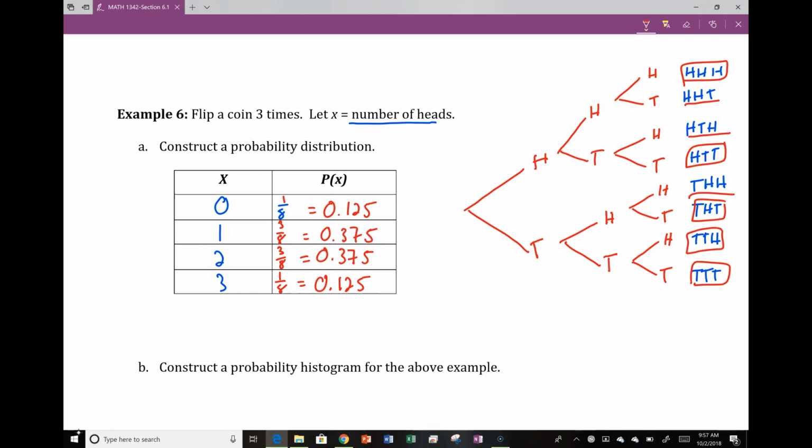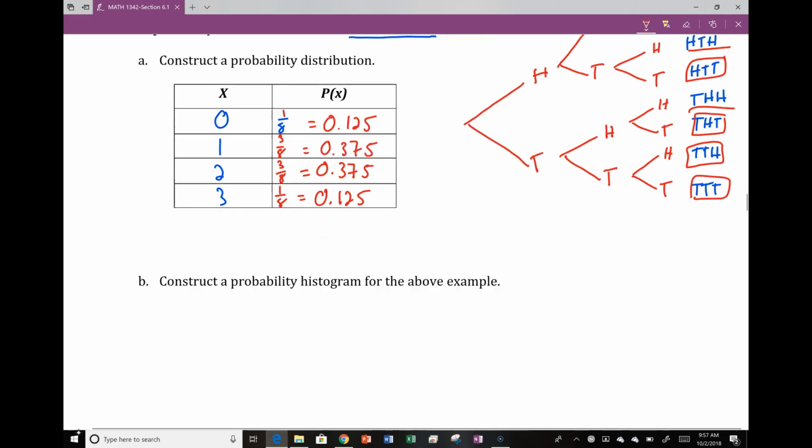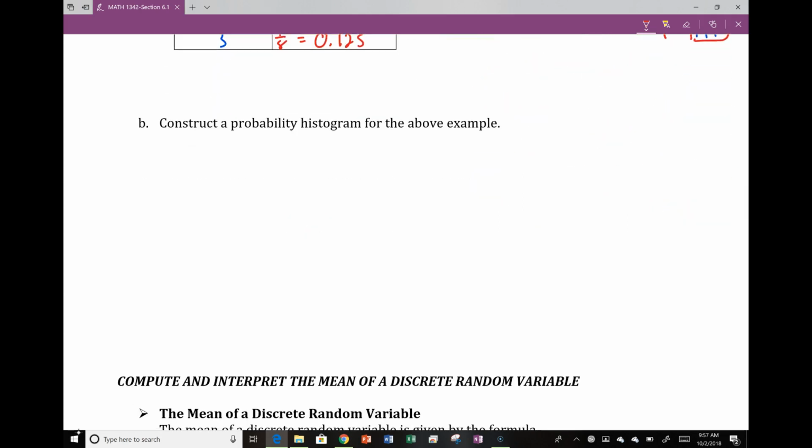We have to find out what all of our possible outcomes are, and then how many heads we can get. We can get 0, 1, 2, 3. And then we have to find the probability of getting each of those. Now we can create a probability histogram. I'm going to draw my vertical axis and my horizontal axis. My horizontal axis is going to be 0, 1, 2, and 3. This represents the number of heads that we get.